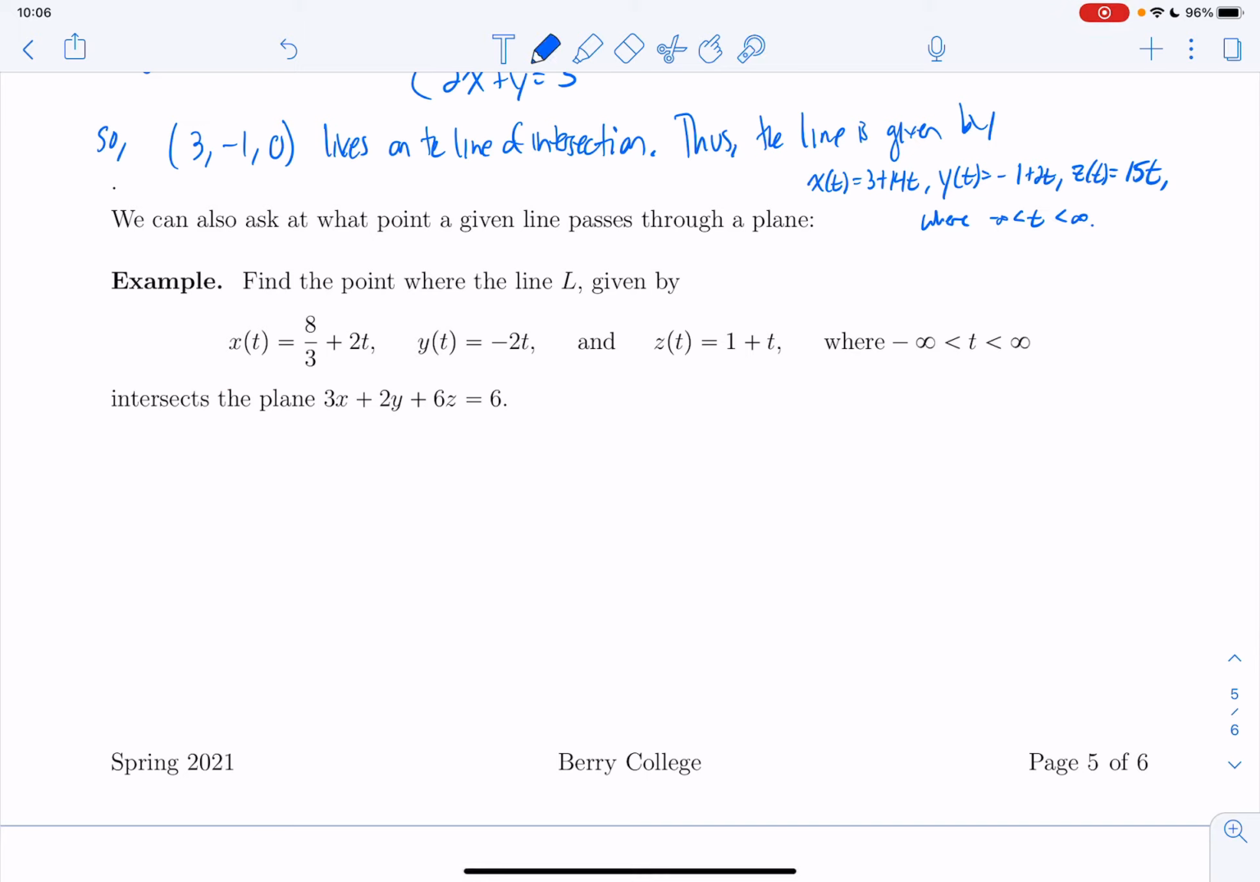Of course, visually, this makes sense. This might be our plane M, and we might have a line going through it like this. And the question is, what's that point? That's what we're interested in.